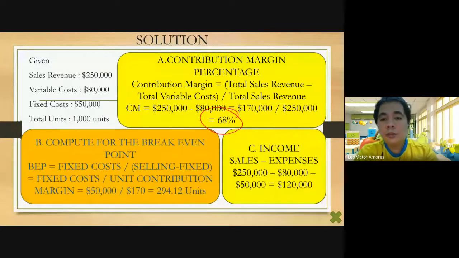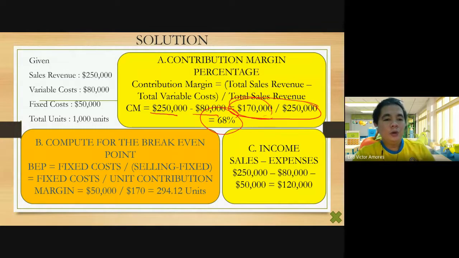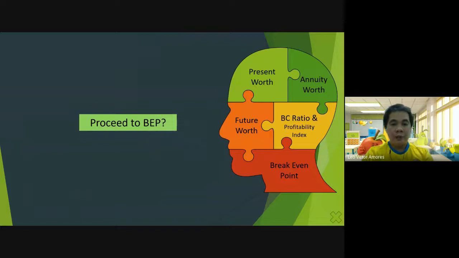Your contribution margin, this is 250 minus 80,000, so 170,000 divided by 250. Your break-even point is fixed cost divided by selling price minus variable cost, which is 295 units. And then your income is 250,000 minus 80,000 variable cost minus 50,000 fixed cost. Therefore, your income for the problem is $120,000. I'm done.